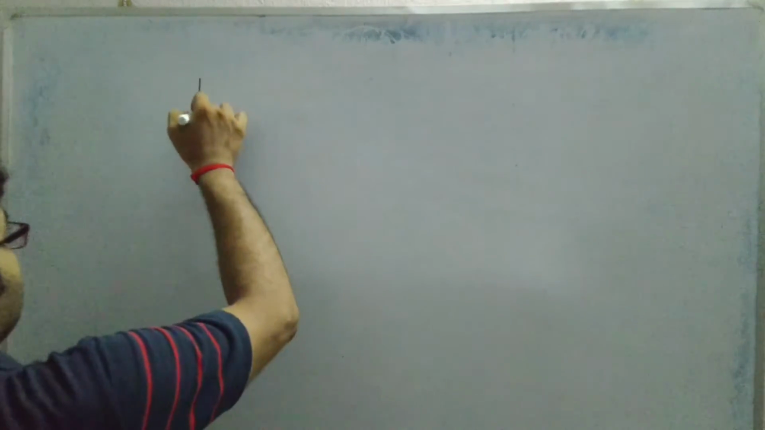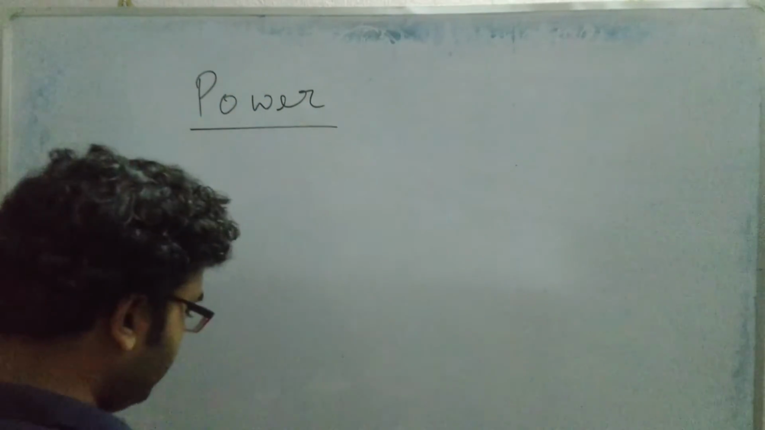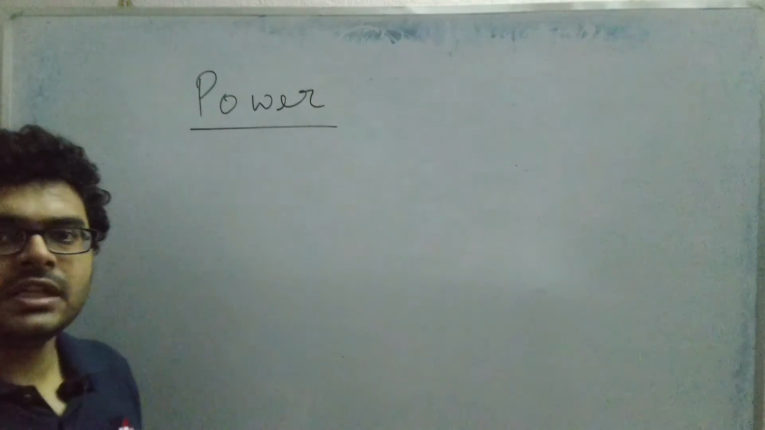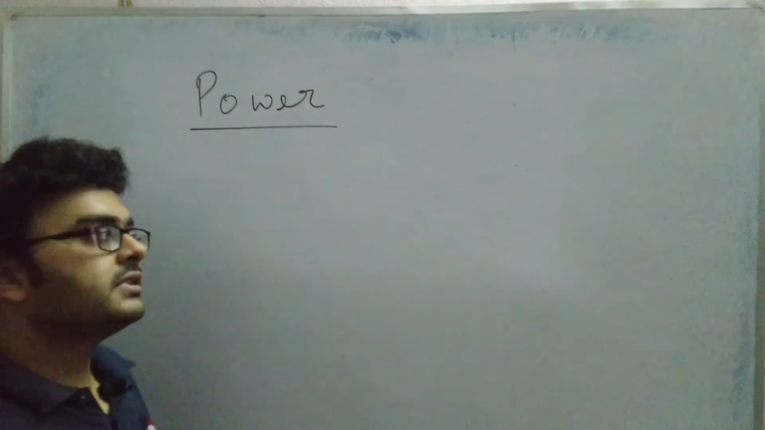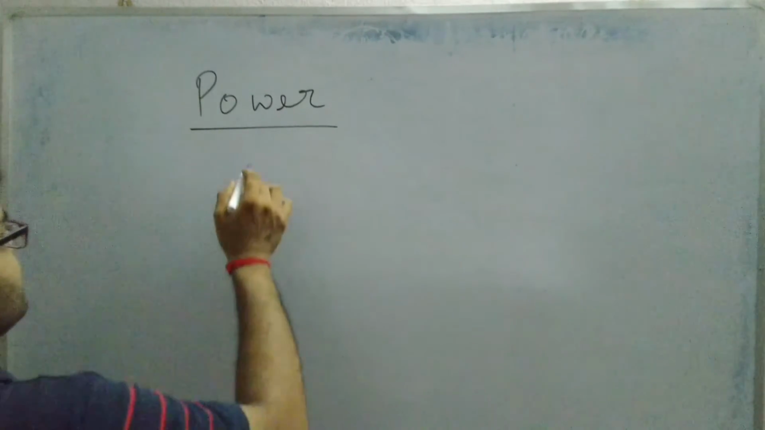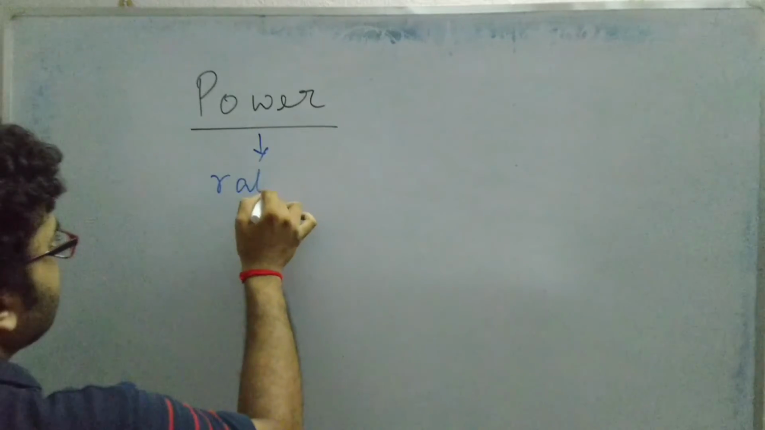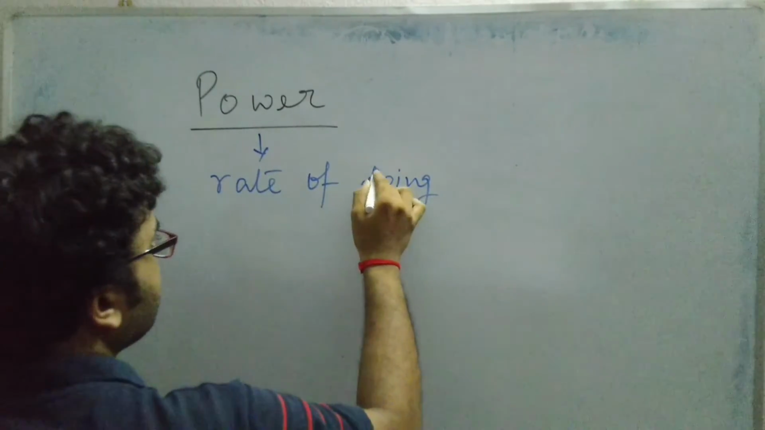I think the answer is very clear to you. Obviously, as you are climbing from the first floor to the third floor in 3 minutes, you are termed as more efficient. So when we speak of efficiency, we think of one term, that is power. So what is actually power? Power is actually nothing but the rate of doing work.